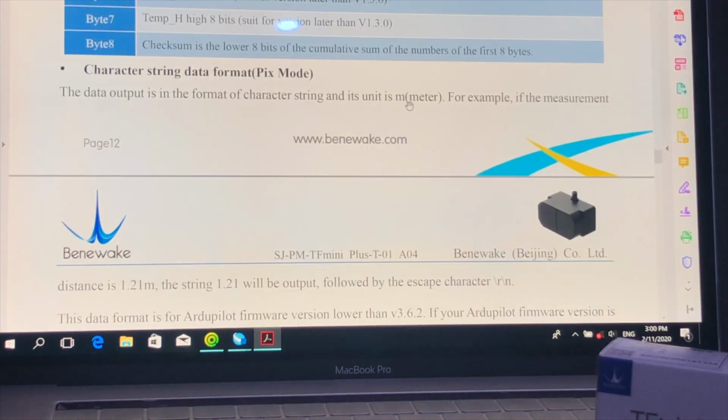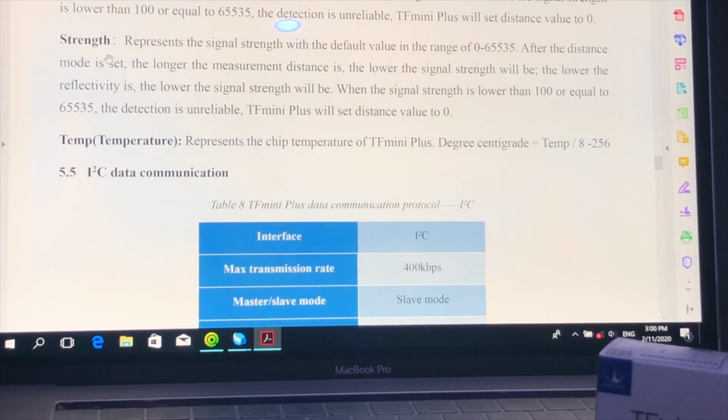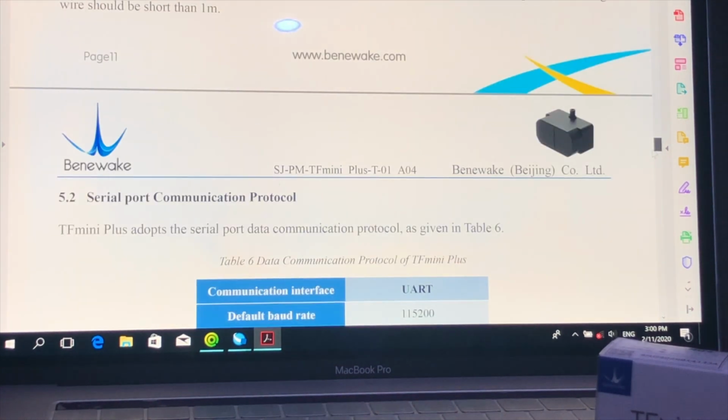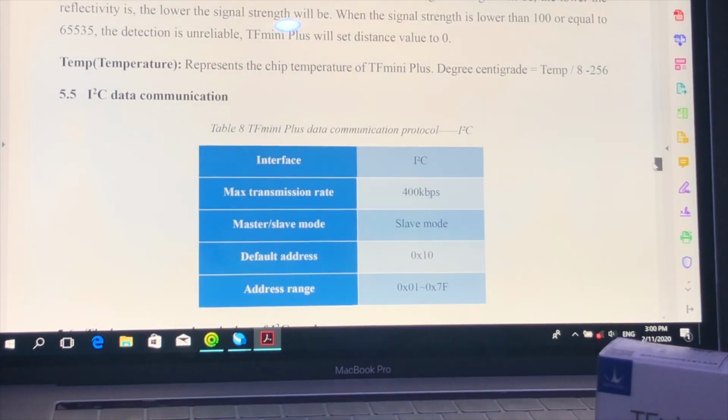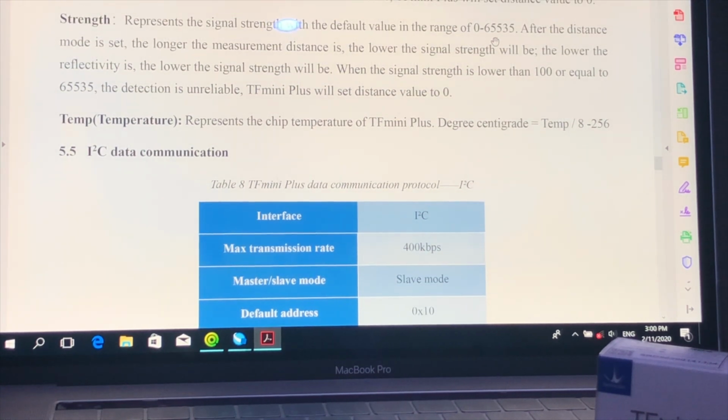All right, so first of all, the signal strength, they are two bytes, as we said, right? So it's 16 bits, and the range is from 0 till this value, as you can see here. Okay, if we receive a signal strength equal to or less than 100, it means that we cannot rely on the measured distance from the sensor, which will actually be set to 0 as well.